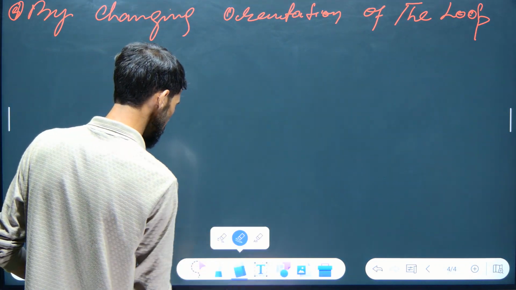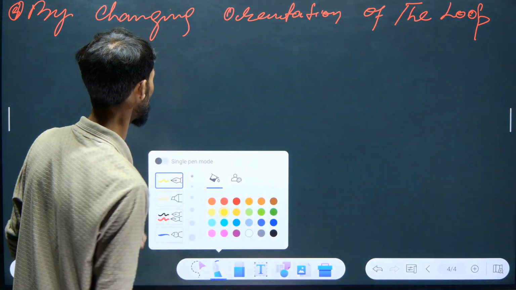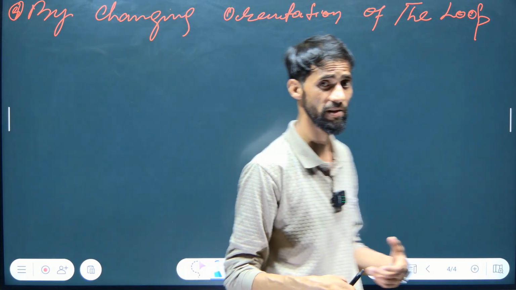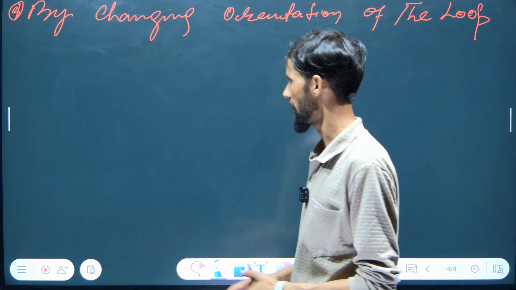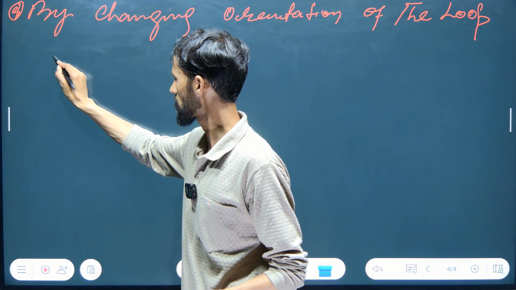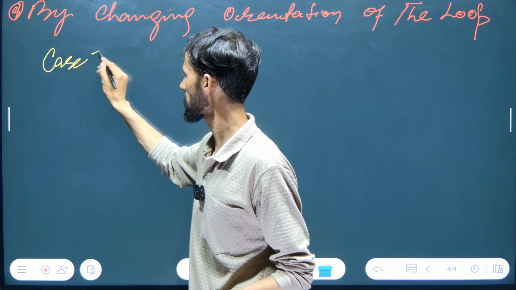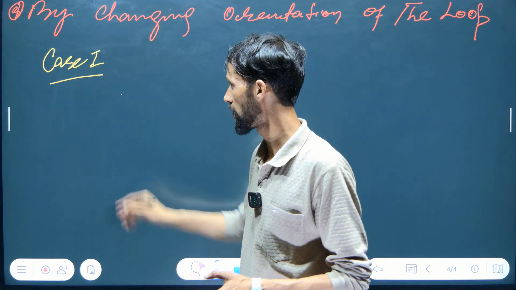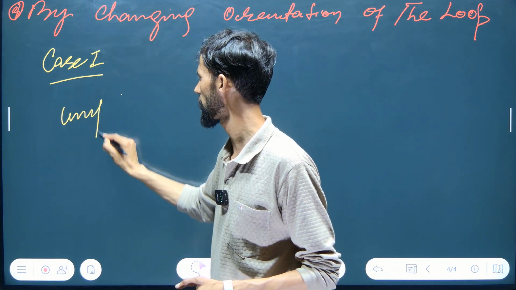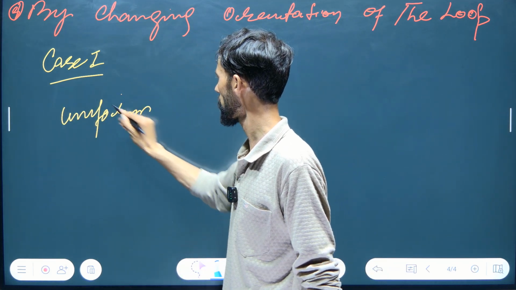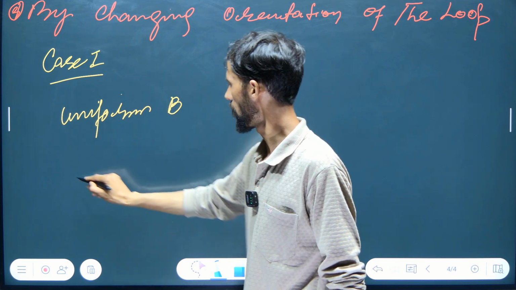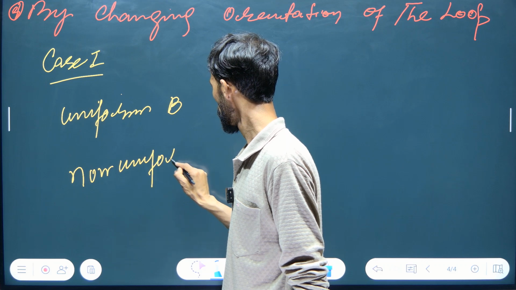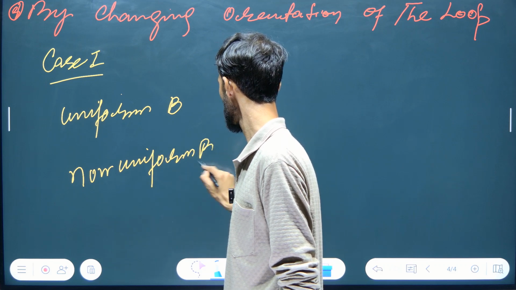So my dear students, here I am going to discuss how to change the orientation of a loop and how induced current will be generated accordingly. In the first case, two fields will be discussed here. One is a uniform magnetic field, and one is a non-uniform magnetic field.